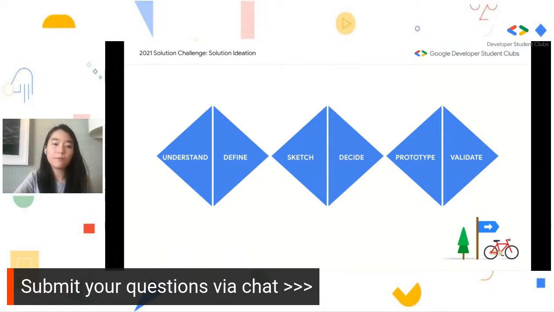For today's workshop, because of the time constraint, we're going to focus on the first 4 phases, not the last 2. We're going to come back to the last 2 in our next workshop, but for today, we're just focusing on the first 4.